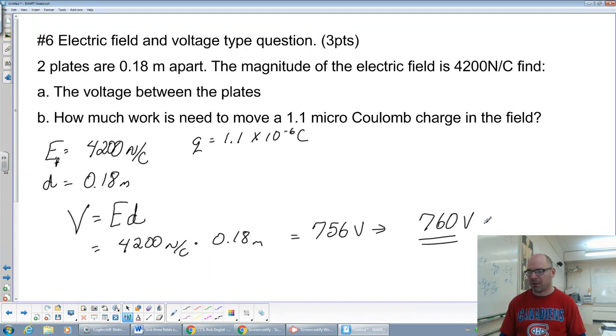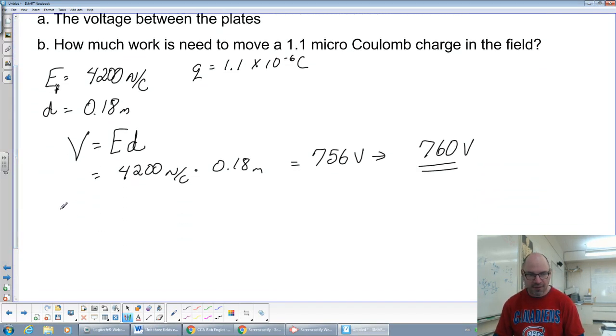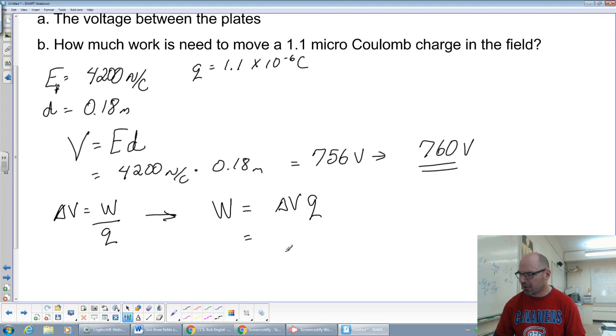The 2 mark part is probably going to be finding how much work is done. So we know that work done comes from the formula written on the exam like this. It says change in voltage equals work over charge. So we need to rearrange that to be work done is equal to change in voltage times Q. In our case, I'm going to use the original value of the full voltage so that no rounding happens till after the calculation, and the microcoulomb charge.